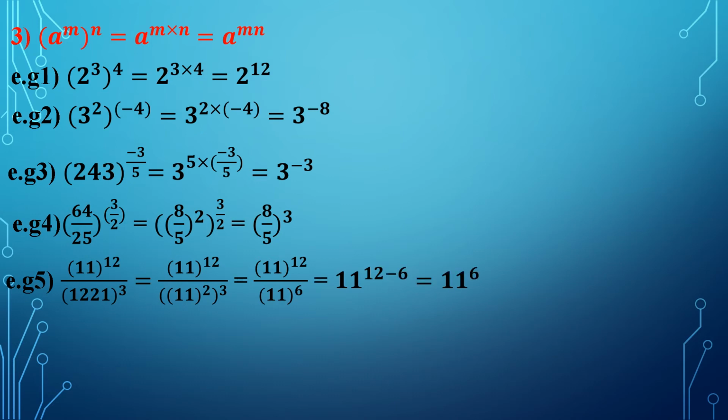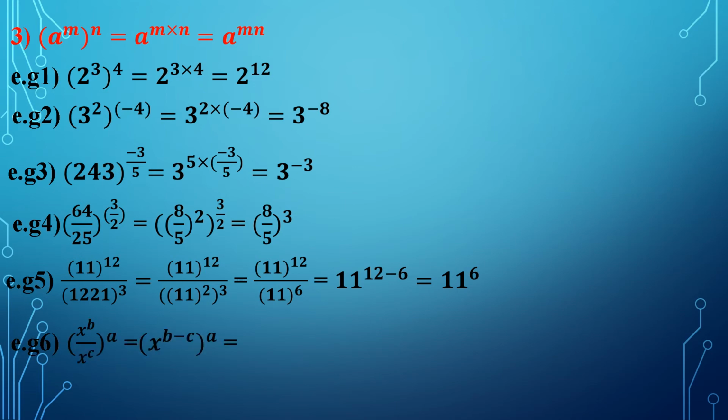Okay, here we can see 11 raised to 12 upon 1221 raised to 3. Now first what we will do, we know that 1221 is 11 square. So first we will convert 1221 into 11 square. Now we know that for power of power, the powers get multiplied. Numerator will remain the same, that is 11 raised to 12, and in the denominator 2 threes are 6, so 11 raised to 6. Now we will use the division law of indices. So 11 raised to 12 minus 6 will give us 11 raised to 6.